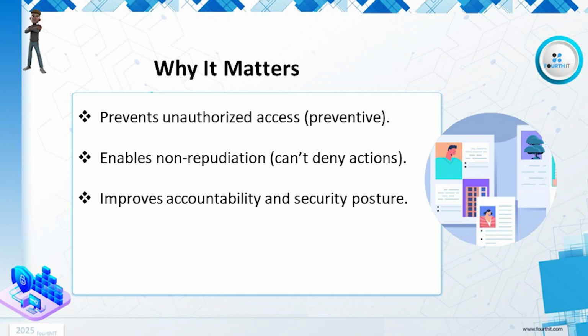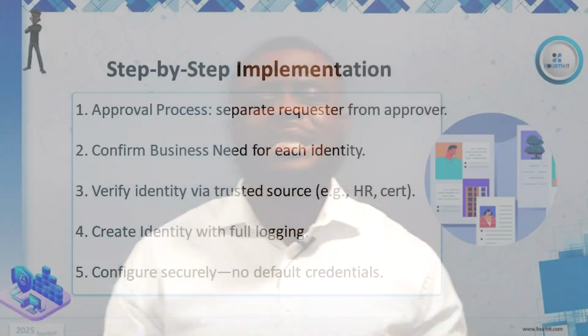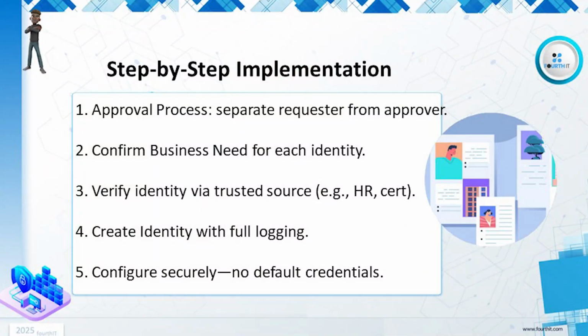So when something goes wrong, we need to make sure that we know who exactly did it and at what time. Good identity management helps you to enforce accountability and to be able to track all the actions that are reliable. And so you need to make sure that each action is tied to a specific known identity. Now, how do we go about it? Or what is the step-by-step implementation of this process?